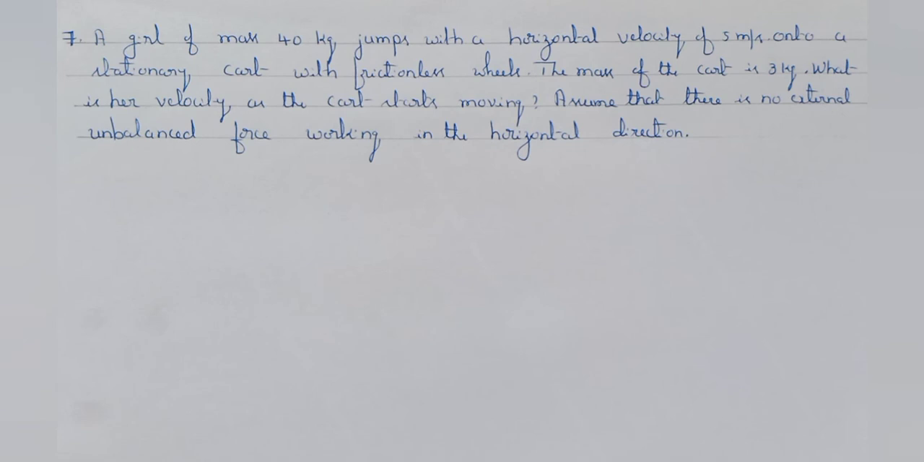Next question. A girl of mass 40 kg jumps with a horizontal velocity of 5 meter per second onto a stationary cart with frictionless wheels. The mass of the cart is 3 kg. What is her velocity as the cart starts moving? Assume that there is no external unbalanced force working in the horizontal direction.